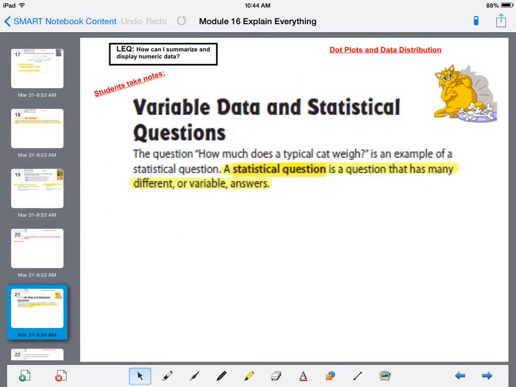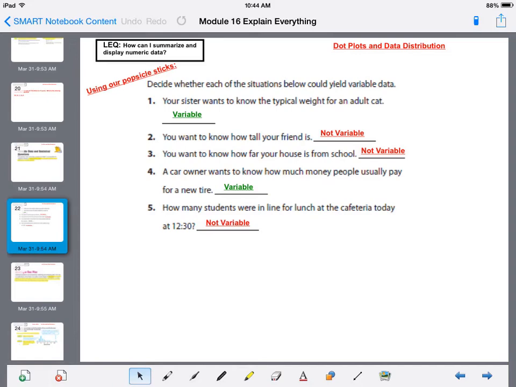We talked about statistical questions being questions that have many different or variable answers. So it's something that you can create a data set from. So we talked about certain situations that could yield variable data, meaning it is a statistical question if we can get many different answers. For example, the typical weight for an adult cat is a variable. We could get many different answers for that. A car owner wants to know how much money people pay for a new tire. We're asking more than one person for sure, so that's going to be a statistical question.